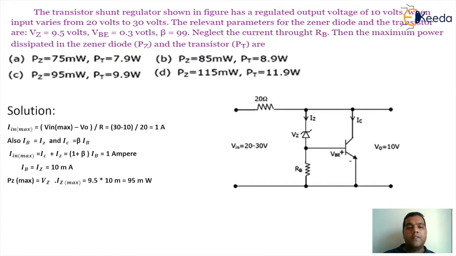So power of the Zener will be Vz into Iz max. The value of Vz is 9.5 volt and the Zener current is 10 milliampere. So it will have the value 95 milliwatt.